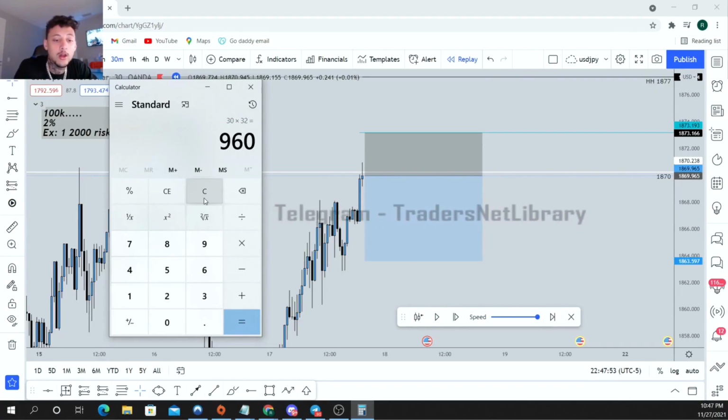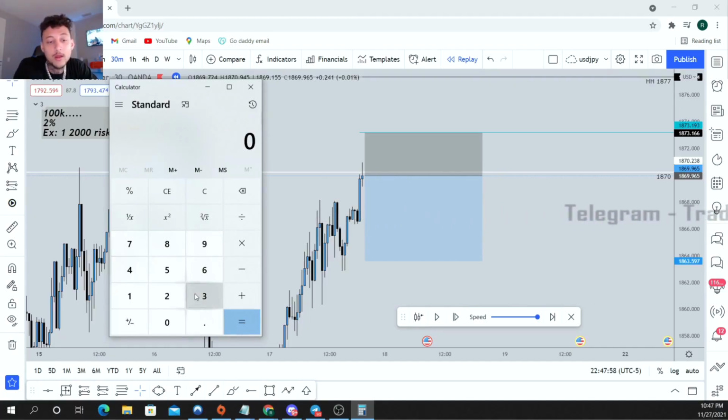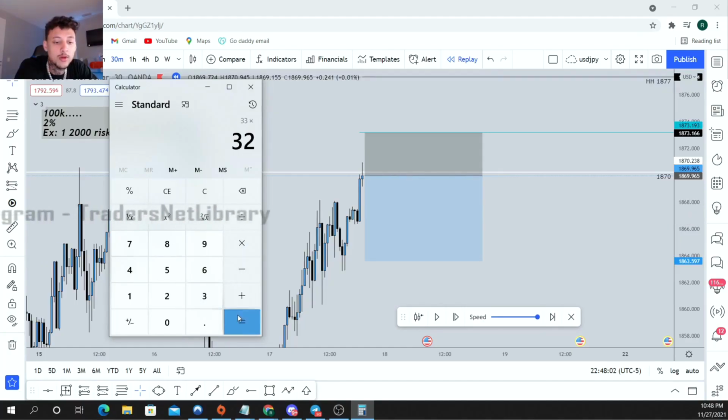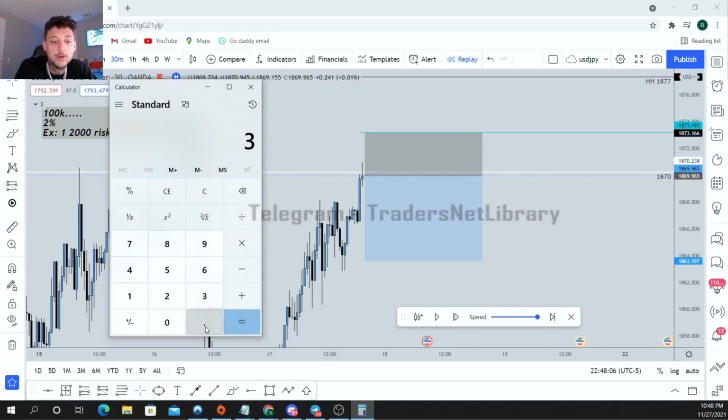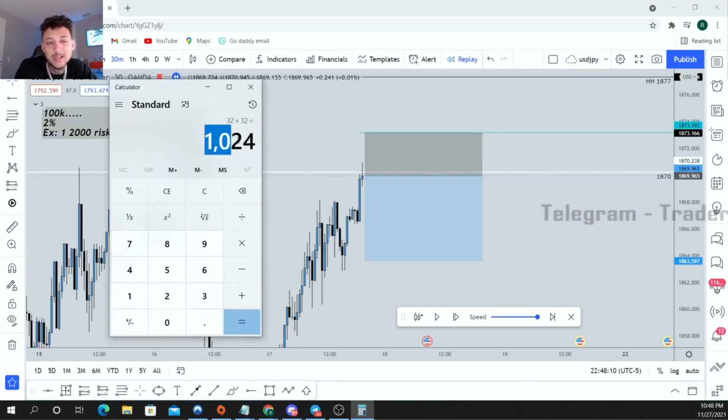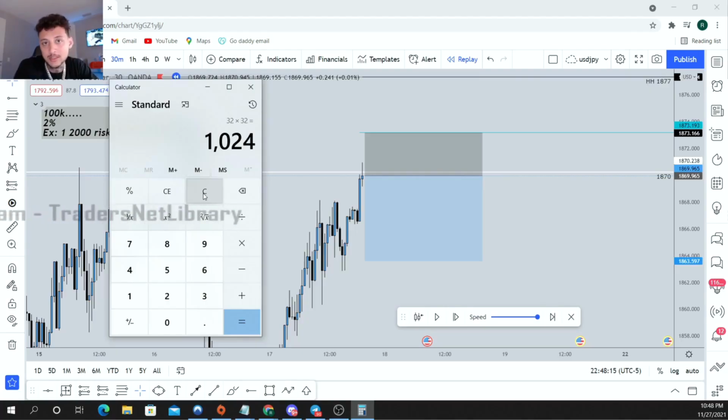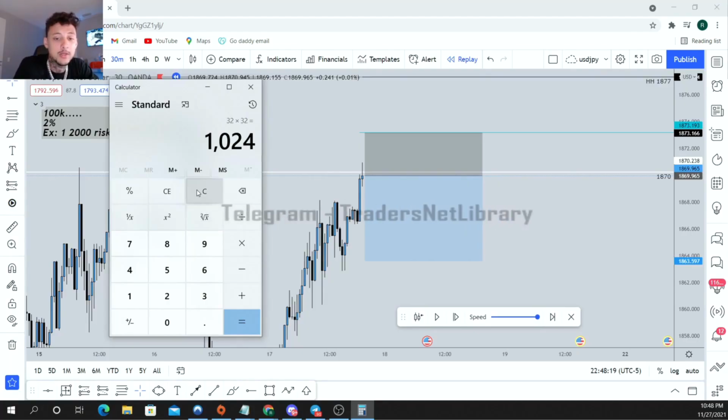That's going to give us around a $960 loss. So we could probably do, let's say, a 3.3 lot, which is $33 per pip. Multiply that by 32, that's going to give us something a little bit over. So let's do a 3.2 lot, which is 32 times 32, and it's going to give us pretty much 1024, which is fine. It's practically the same thing. You're losing an extra $24. It's not that big of a deal.